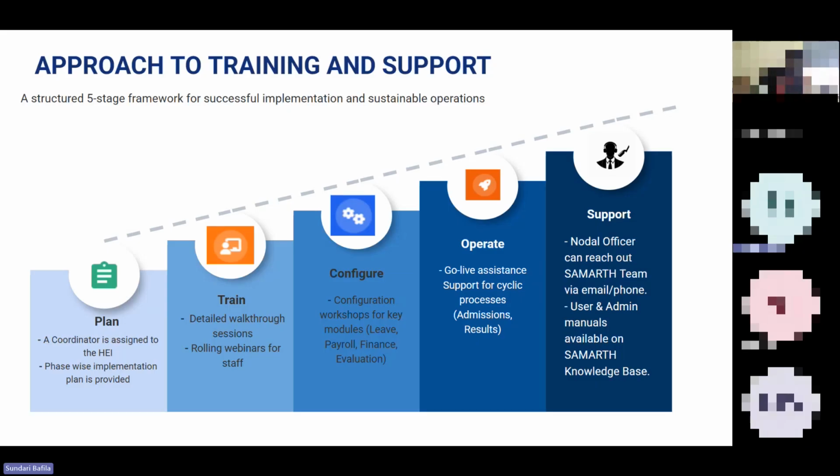We also provide go-live support during important activities like, for example, admission, recruitment, and result declaration, where quick help is needed. For regular support, the institution can contact the Samarth team through email or phone. They can also use user manuals and video guides available in the Samarth knowledge base, which I will share with you all and show after this presentation. Overall, continuous support is provided to ensure a smooth implementation and usage of the system at the university level.